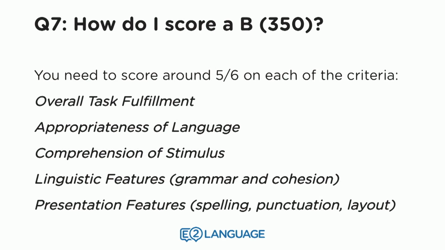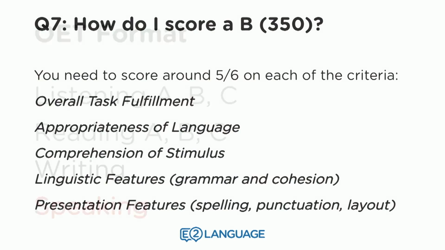Simple as that. Question 7, how do I score a B or the equivalent of a 350? Well, to do that, you need to score around 5 out of 6 on each of the criteria, which are the overall task fulfillment that you write to the recipient of the letter, appropriateness of language, comprehension of stimulus. If you don't know what these things are, please check out our other YouTube videos where I explain these criteria in depth, or go ahead and check out e2language.com where we go through all of these criteria and we teach you how to write your letter directed at them so you can maximize your scores.